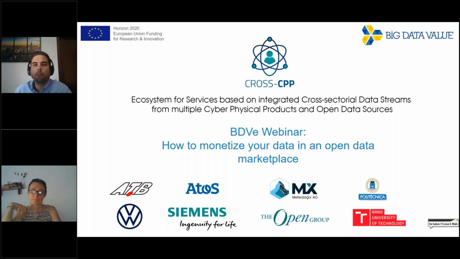And then we have Atos as a software house, Meteologica as a service provider, developing services out of this data, as well as the Open Group, which is responsible for security and privacy issues allocated with the whole system solution. And then we have UPM, the University of Madrid, and also Brunel University, which have core competences in developing data analytics tools.